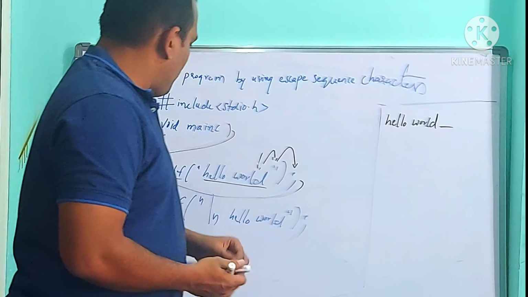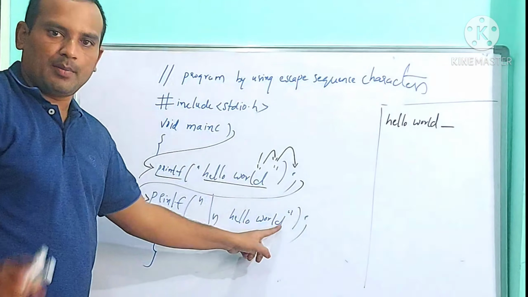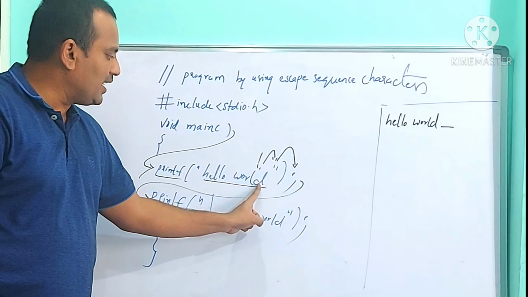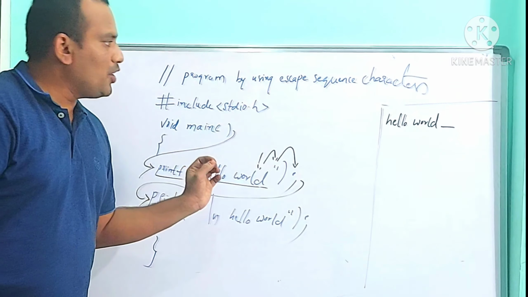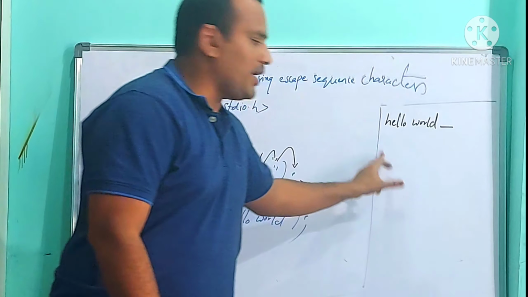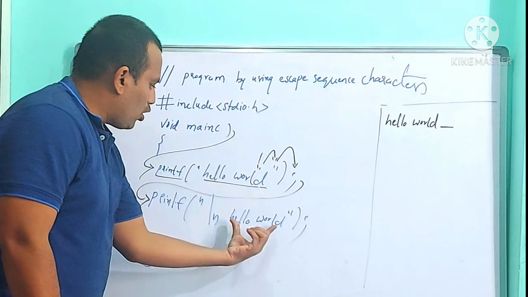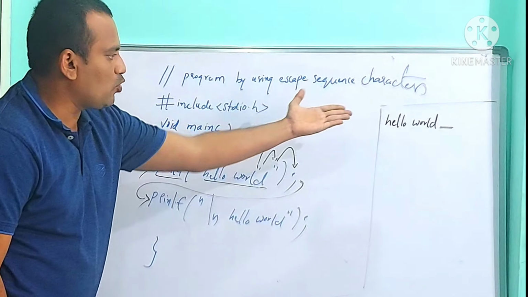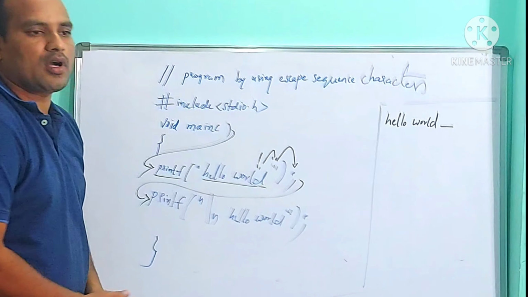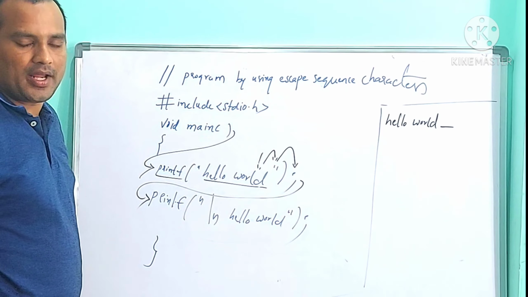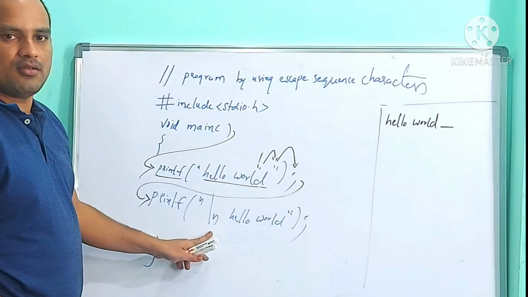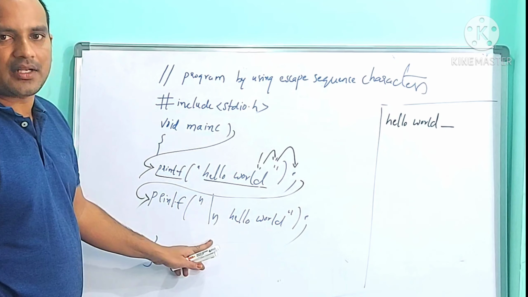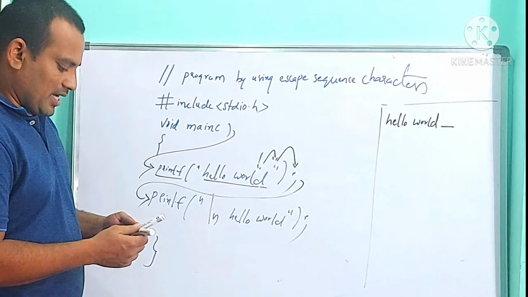Before printing the second hello world, or after printing D of the first hello world, I need to move the cursor from here to here, correct or not? Before printing the second hello world, I need to move the cursor from the current position to the start of the next line. If you want to move the cursor to the start of the next line, we need to use /n. It is called the new line escape sequence character.